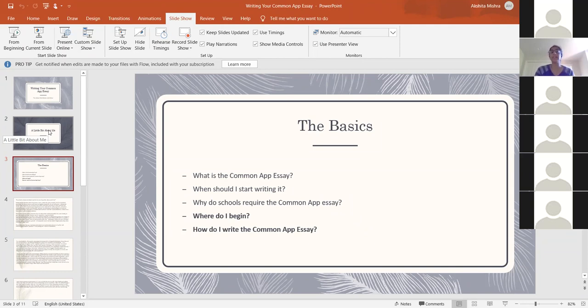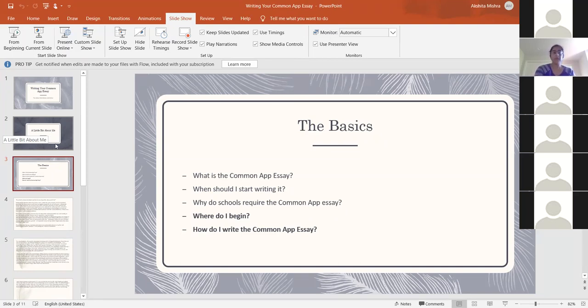And they want to see your ability to write, because many different schools have different grading systems and different levels of academic writing and creative writing. So they want to see your ability to write firsthand. And then, where do I begin and how do I write the Common App essay? I will go into that a little bit later.